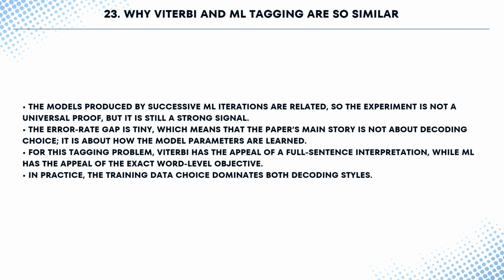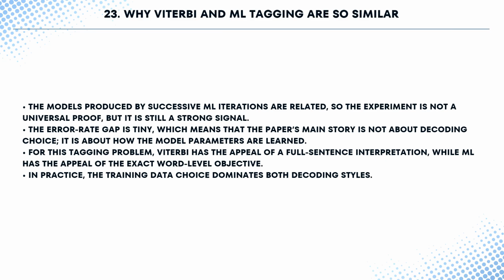The second point states the error rate gap is very small, even though Viterbi optimizes sequence level probability, ML optimizes word level probability, but in practice their performance is almost the same. The third point states that the main story is not about decoding. This is very important because this paper emphasizes that the key factor is how the model is trained and not how the decoding is done.